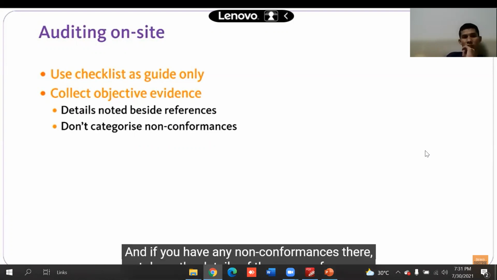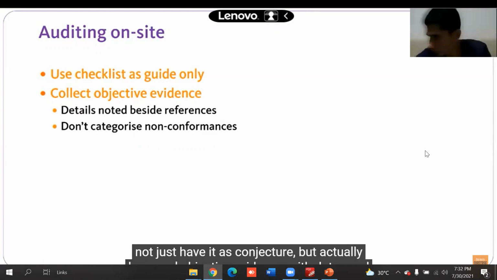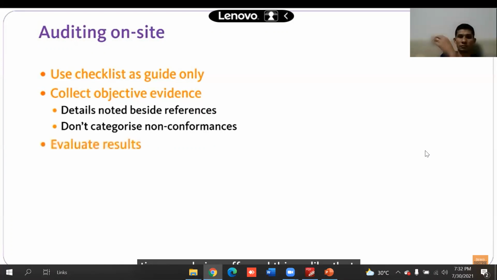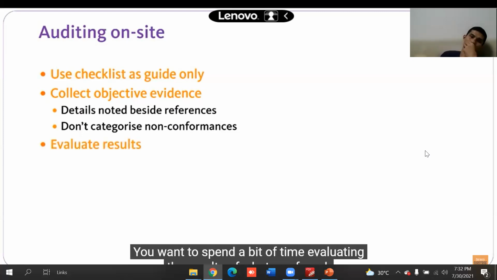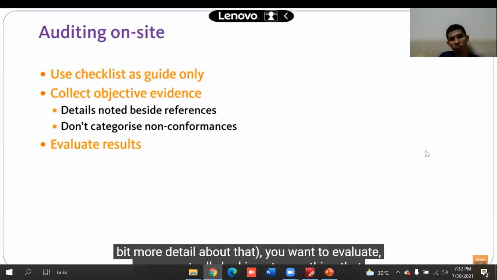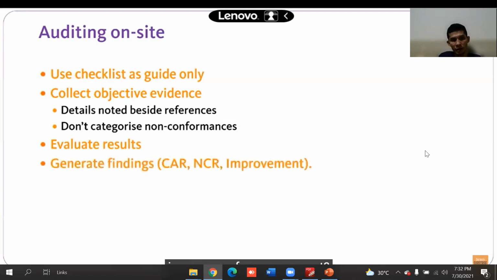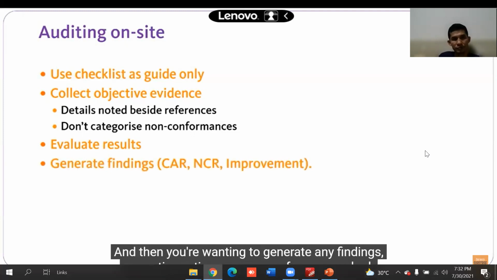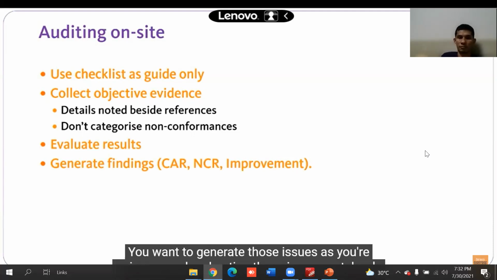And if you have any non-conformances, put down the details of the non-conformance, not just conjecture, but actual objective evidence with dates and times and sign-offs and things like that. You want to spend a bit of time evaluating the results of what you've found. We'll look at that in more detail in the next slide. You want to evaluate, are we actually looking at something that is a non-conformance or not? And then you want to generate any findings, corrective actions or non-conformances, and look for any improvements as you're going around. You want to generate those as you go and note them in your notebook.